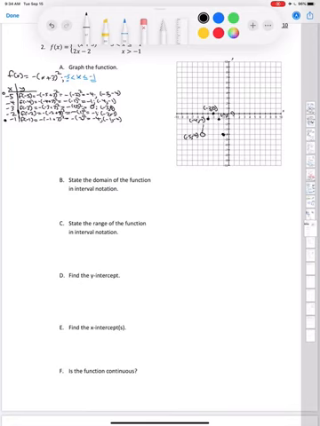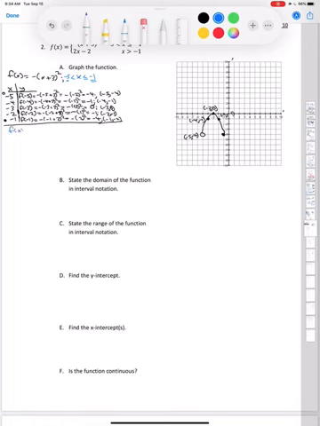Let's go ahead and connect these. So what does this piece look like? So there's a sketch, that quadratic piece. All right, so now let's go build the second piece here. So now we're looking at our second piece from our function.